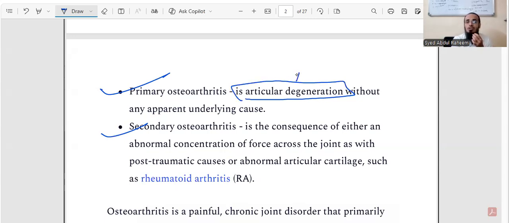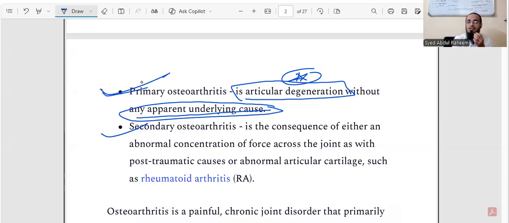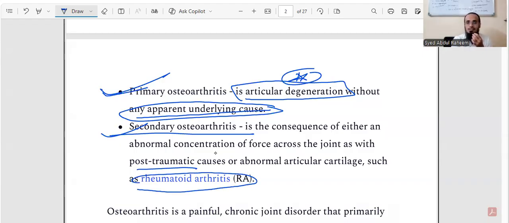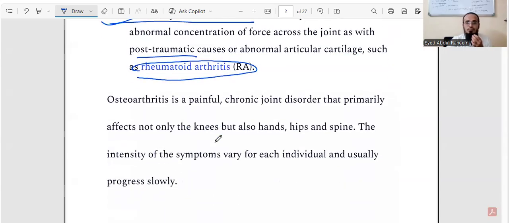In that, you will get articular degeneration initially, in the first stage, but there is no symptom or cause. Primary osteoarthritis is that without any reason, degeneration of articular cartilage is happening without any basic symptoms. In secondary osteoarthritis, there is a reason behind it: any trauma, rheumatoid arthritis, autoimmune disorders, or any other cause. So we call it secondary arthritis. Along with that, you will develop symptoms, and it is very painful and a chronic joint disorder.